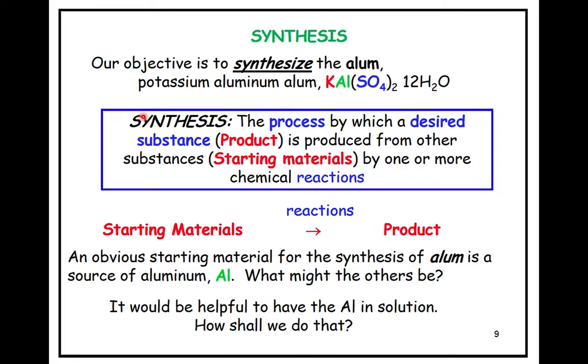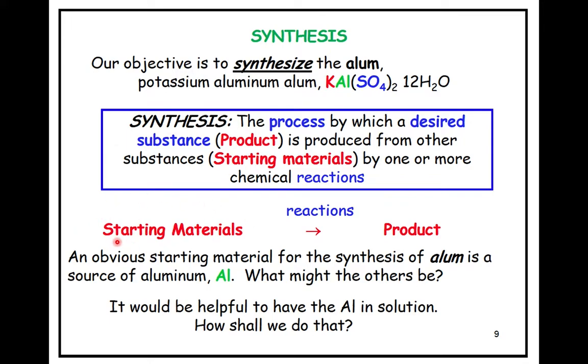So let's talk about the specific synthesis we're going to do today now. Our objective is to synthesize the alum, specifically potassium aluminum alum, which has potassium, aluminum, 2 sulfate ions, and then 12 waters of hydration when it forms the crystal. The synthesis is a process by which a desired substance or product is produced from other substances called starting materials by one or more chemical reactions.